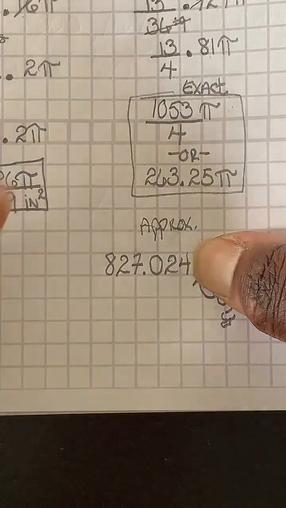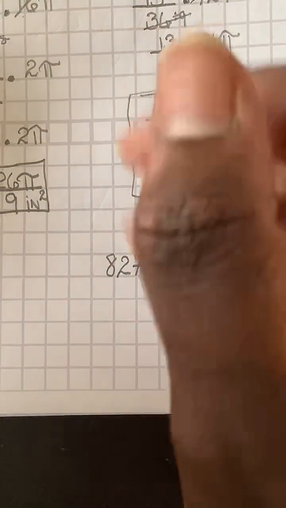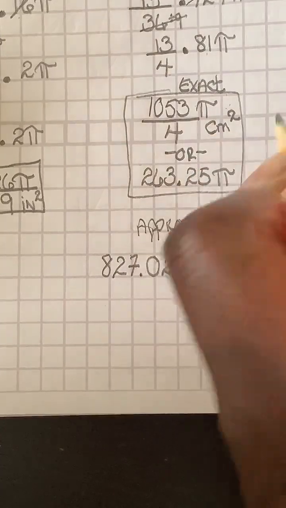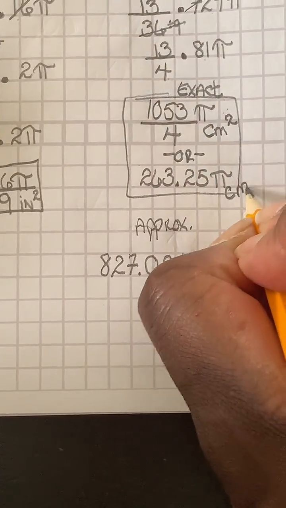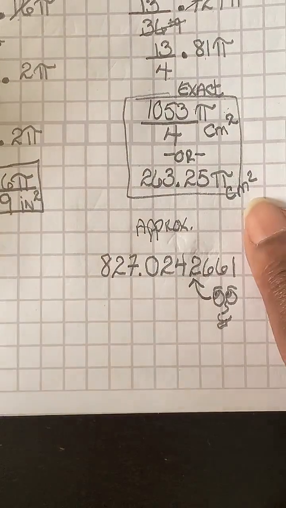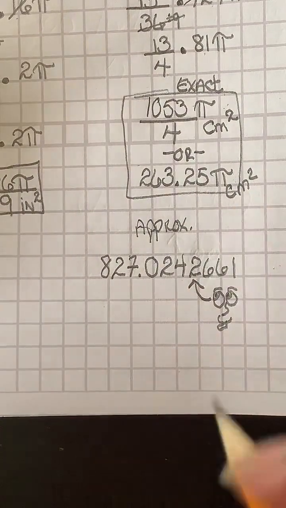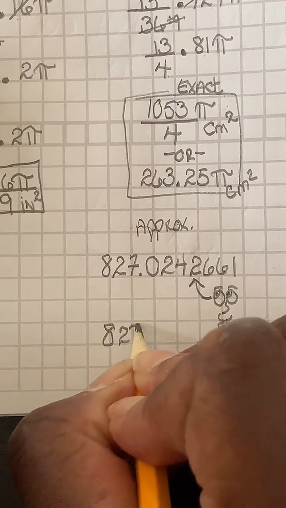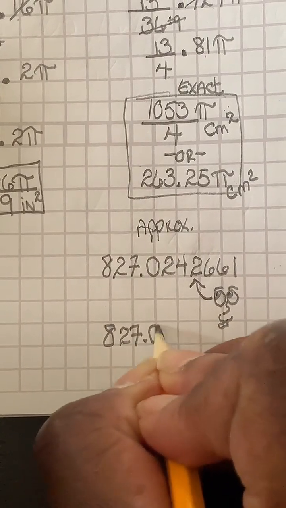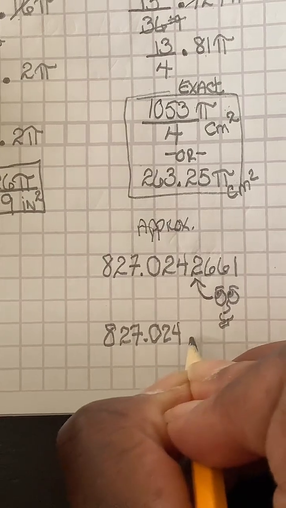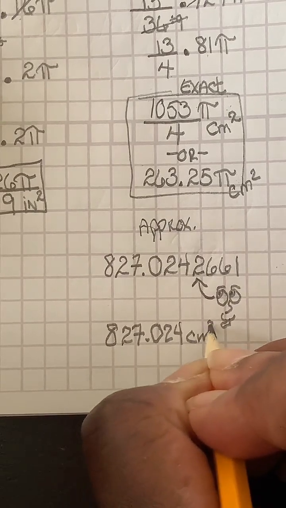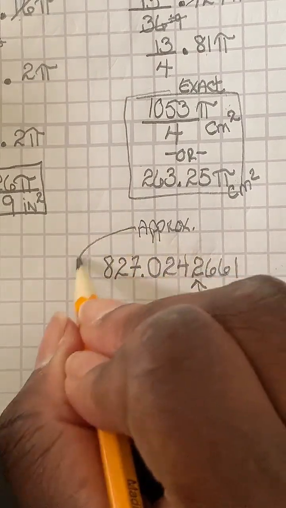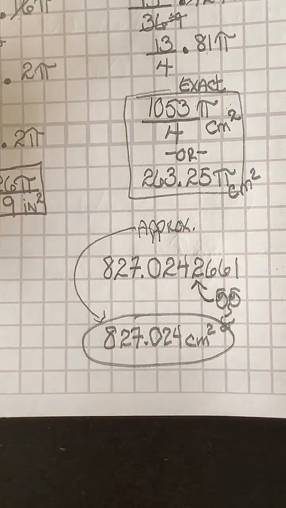So your final answer, since this is... almost forgot. I have a tendency to do that. Okay, since it's area, it's going to be your centimeters squared. So the approximate is 827.024 centimeters squared. And that's your approximate, rounded.